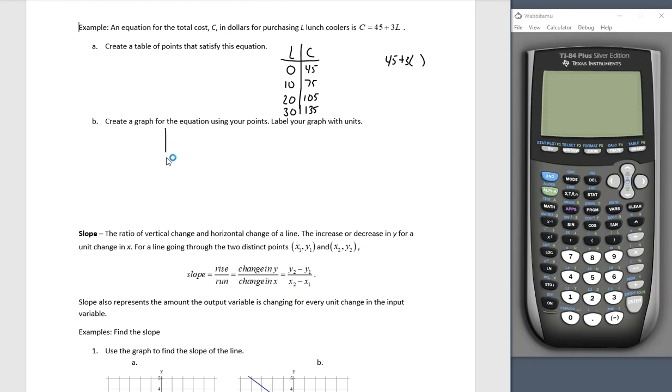So in order to graph this, I'm only going to focus on positive L values. So let's make this 40, 20, 30, and 10. And what are my costs? Let's see, let's go maybe 25, 50, 75, 100, 125, 150, and these will be costs in dollars, and this will be L lunch coolers.